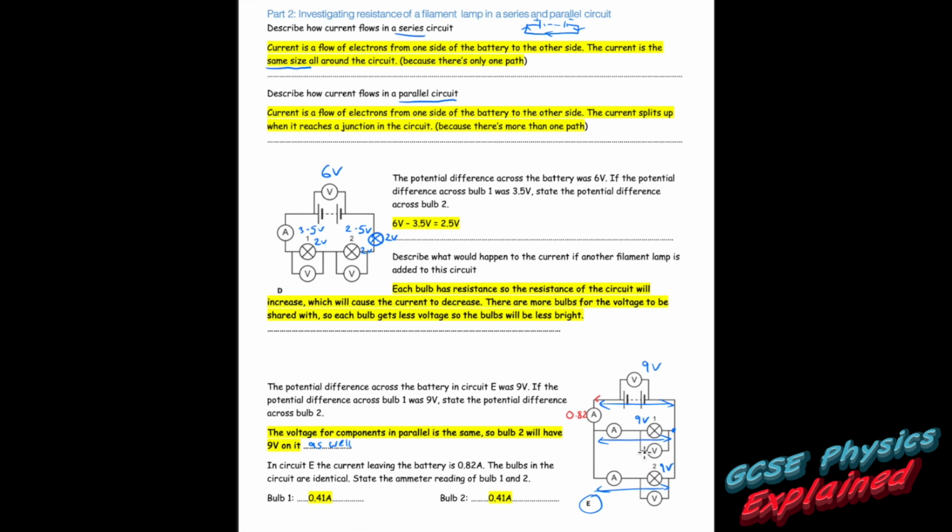Well, if both paths are exactly the same, then the current is going to split evenly. So you'll end up with half of 0.82 coming this way, which is 0.41, and you'll have half of 0.82 coming this way, which is another 0.41. So this current plus this current has to equal the original current.